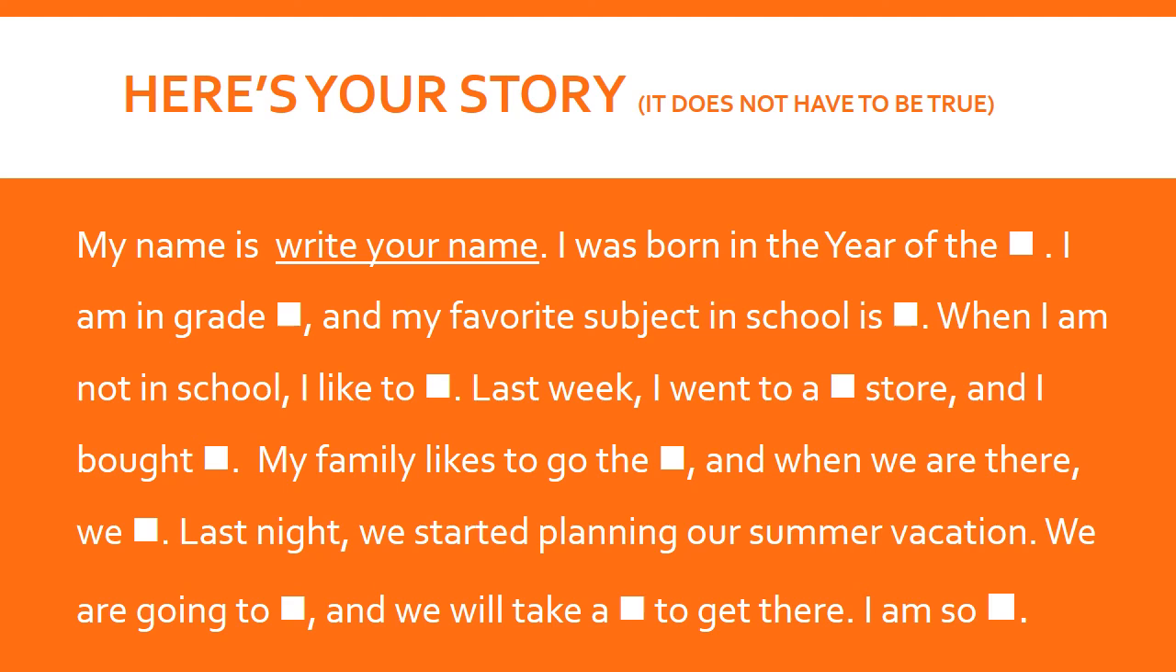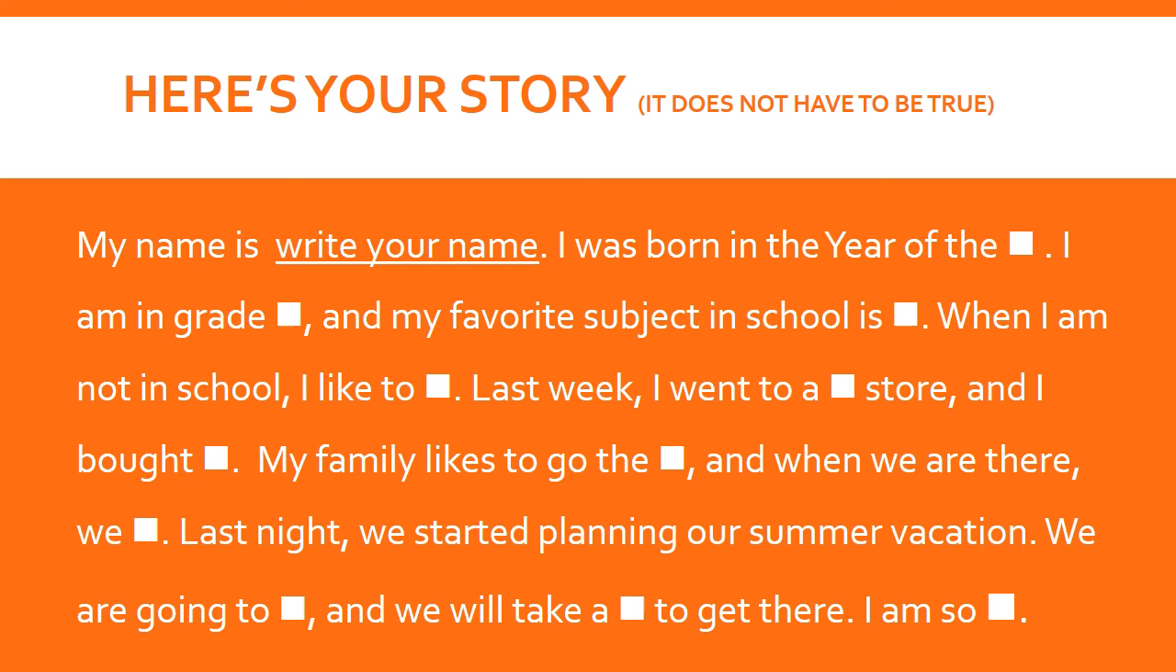Now you might have to add a word, a or, but you're going to put a symbol where the box is. My family likes to go to the, wow, you could put lots of things in there. And when we are there, we blank. Last night, we started planning our summer vacation. We are going to, you have to say where you're going, and we will take a blank to get there. I am so, you might have to put an emoji there. Anyway, this is what you're going to do.